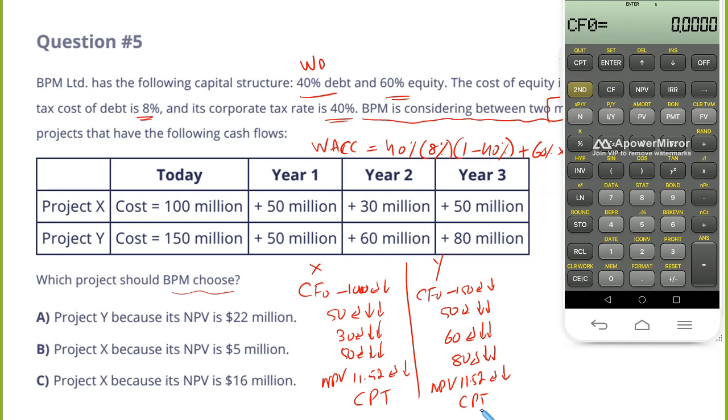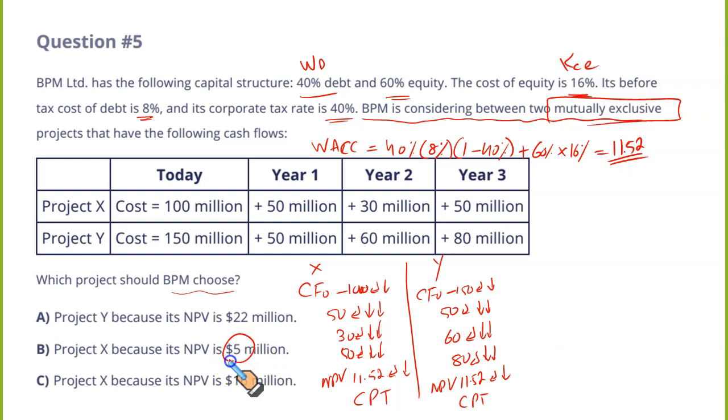So for Project X, we have 100 million negative, enter, down arrow key, 50, enter, down arrow key twice because of single cash flow, 30, enter, down arrow key twice. Then we have again 50, enter, down arrow key twice, press NPV, enter the discount rate 11.52, enter, down arrow key, press CPT, that's 5.0077 million. So Project X, 5 million.